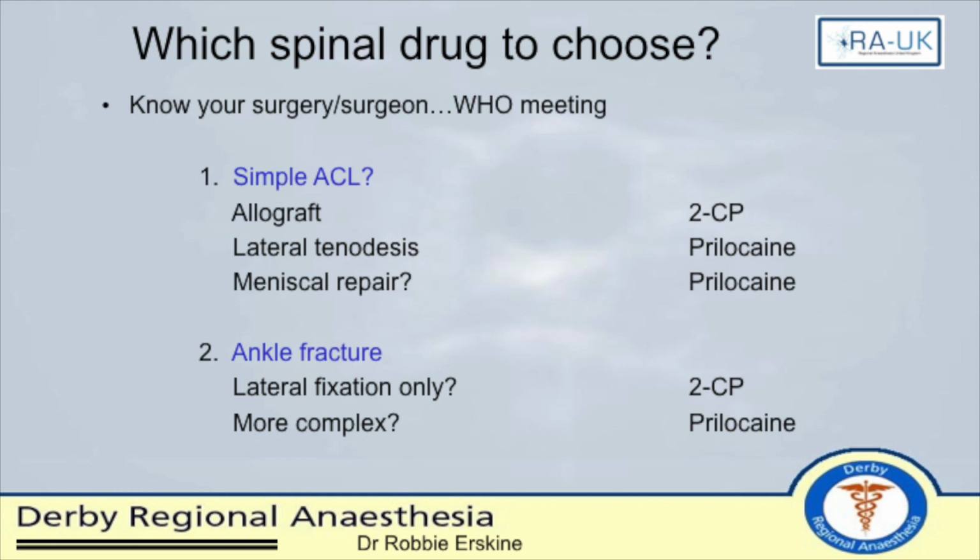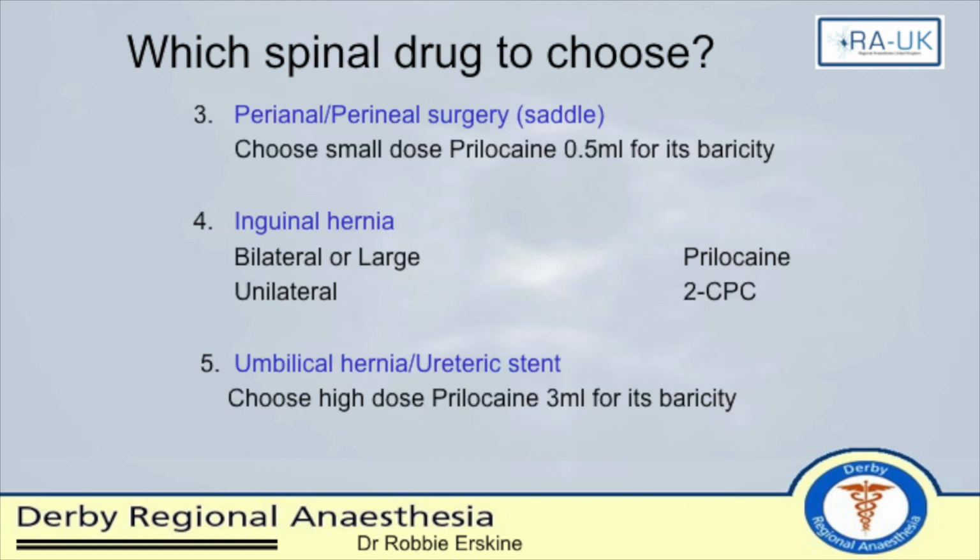So for a simple ACL, if you're just doing an allograft, 2 chloroprocaine might be entirely appropriate. But if the procedure is a little more complicated, you have to think about maybe using Prilocaine if there's a lateral tenodesis or meniscal repair that might take longer. Ankle fixation, like I did on Sunday. So if it's just a lateral fixation only or a medial screw only, 2 chloroprocaine could be ideal. More complex, choose Prilocaine. As I said, for perineal surgery, a saddle block is all you need. And I would choose 1/2 ml of Prilocaine for its porosity. Extremely effective for all forms of surgery in this area.